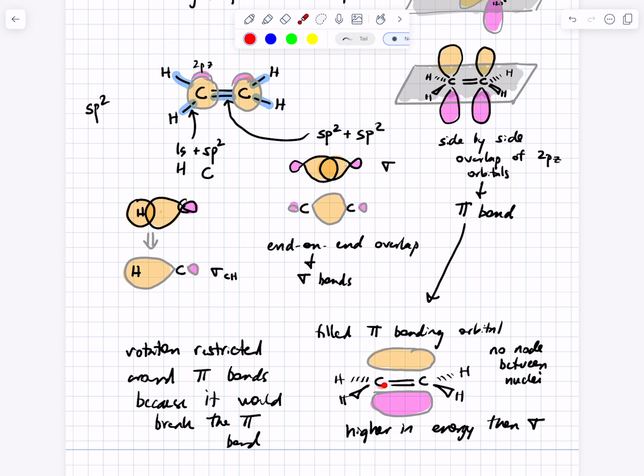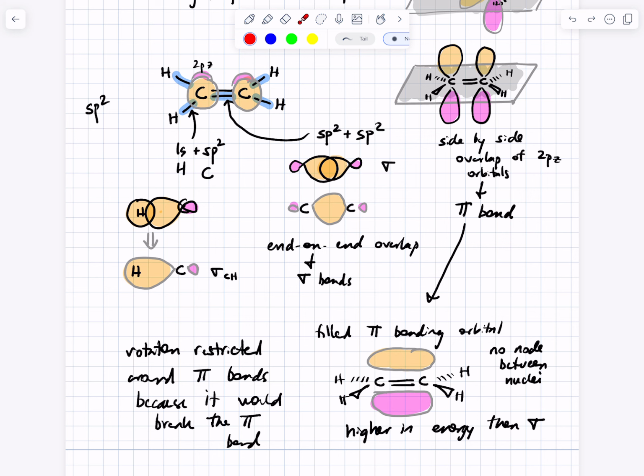Each of these carbons is sp2 hybridized. It's trigonal planar. All of the carbons and hydrogens are in the same plane. The molecule is flat. The sigma bonds are all located in between the atoms. This is a carbon-carbon sigma bond. This is a carbon-hydrogen sigma bond. The electrons in those sigma bonds are in between the nuclei, close to the nuclei.